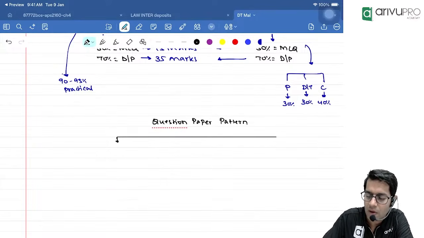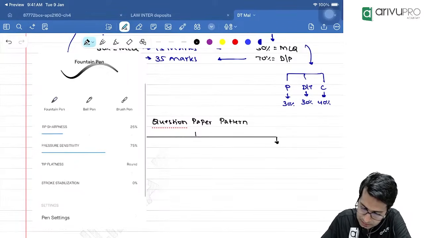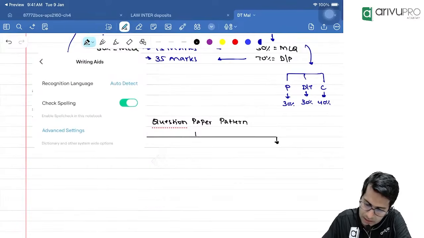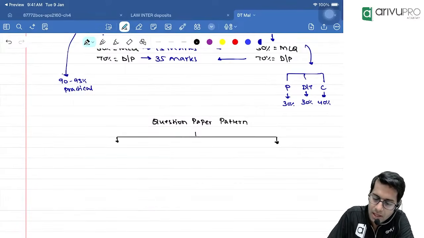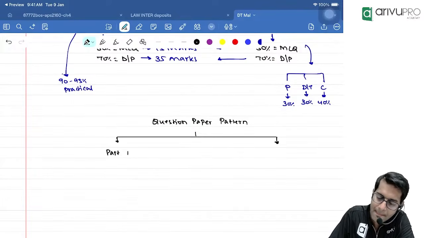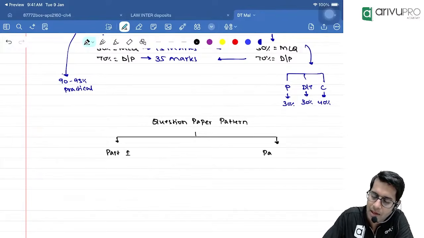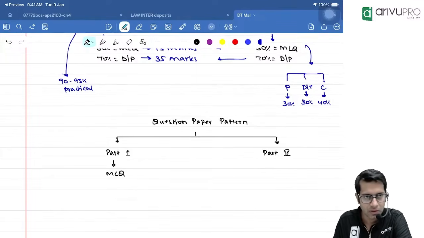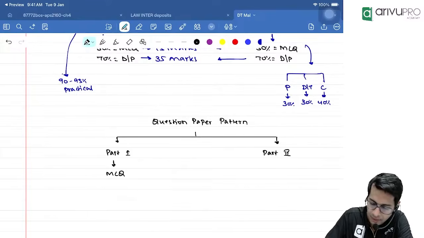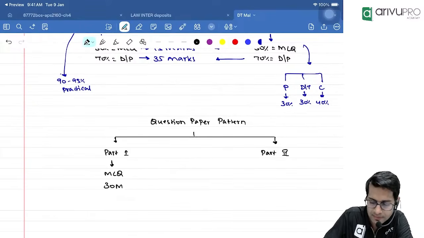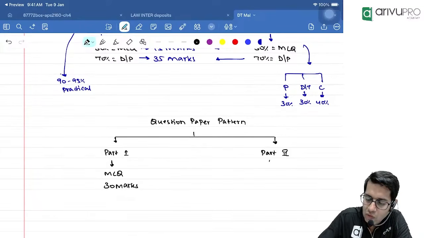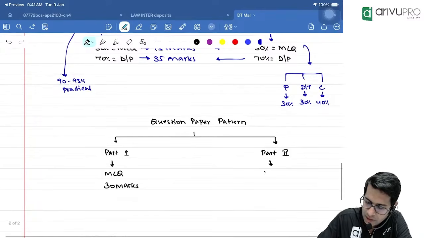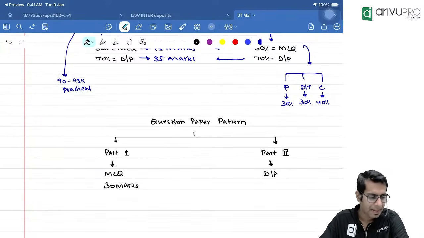By the way, all other papers also will be divided into the same 2 parts. Which is part 1 and part 2. Part 1 will be MCQ, which is how many marks? 30 marks. And part 2 will be your descriptive or practical paper.